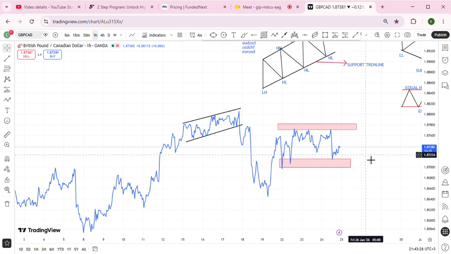So when you are drawing a consolidation, it's highly advisable you use a rectangle so that it can cover all those touches rather than using a trend line. If you use a trend line, it might touch 1 or 2 points, but if you use a zone, it can touch more than even 10 points. So it's highly advisable you use a zone.